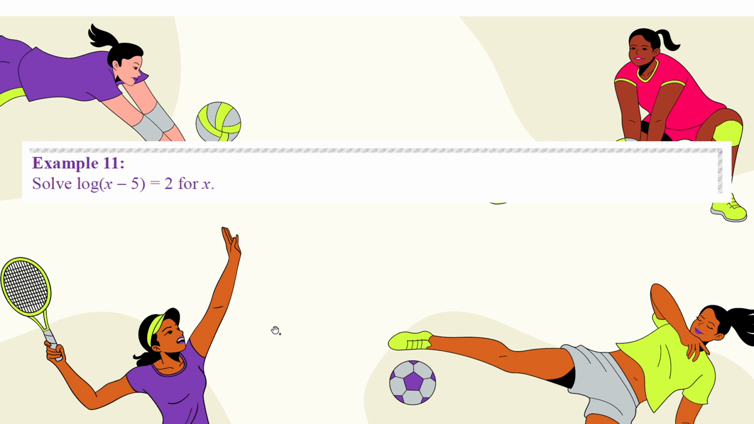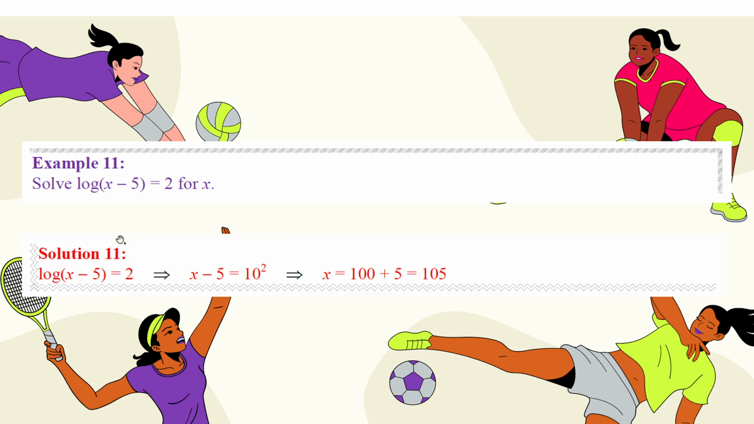Okay, how to solve this one? Pause and work on it. Welcome back. Now it's a tracking time. So take the log. How to make 2 a log? Log 100, remember, base 10. Or 10 to the power 2 again, then 100 plus 5 is 105. Oh, so easy.